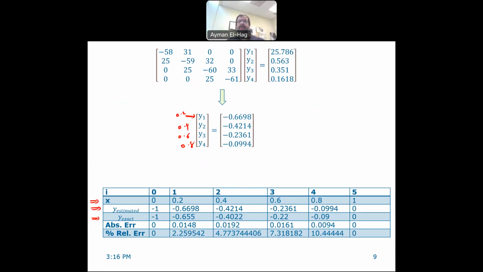Hopefully with these 2 examples, we have an idea now of how to handle an initial value problem and a boundary value problem.